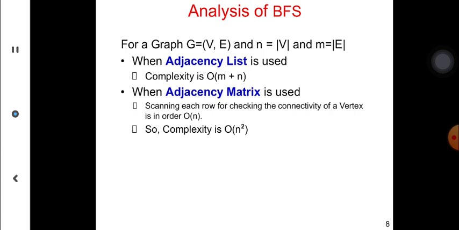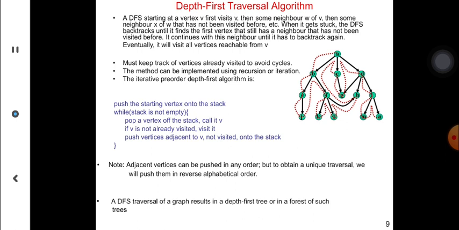So, analysis of breadth first: for a graph G with vertices and edges, N is the absolute number of vertices, M is the absolute number of edges. When an adjacency list is used, the complexity is of the order of M plus N, and with an adjacency matrix it is of the order of N squared. Now depth first traversal happens differently.